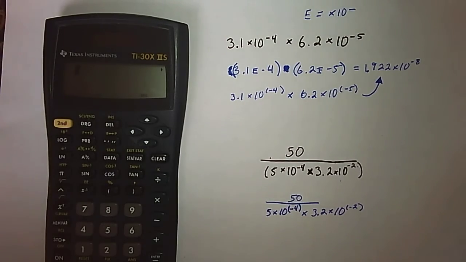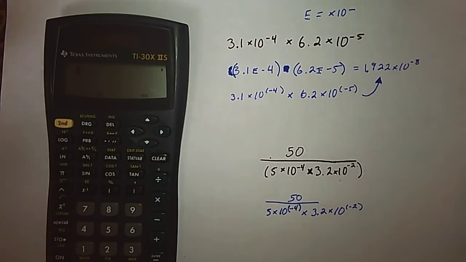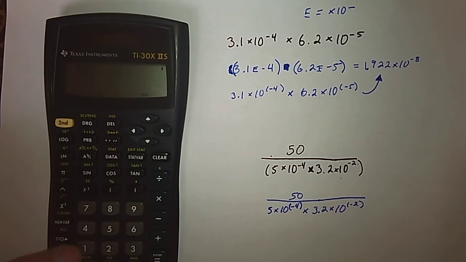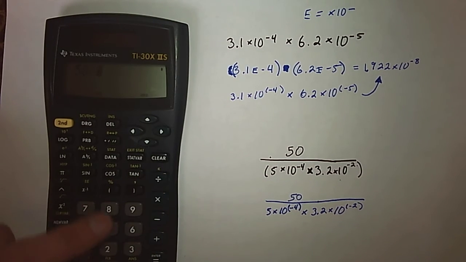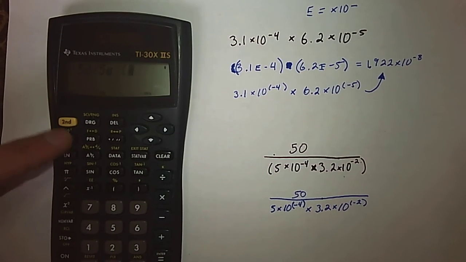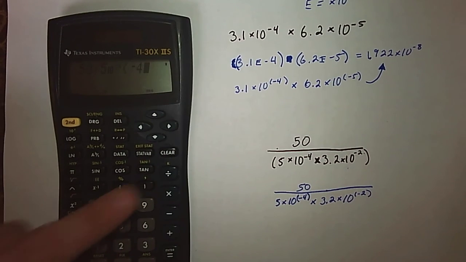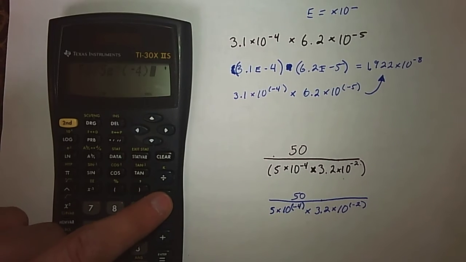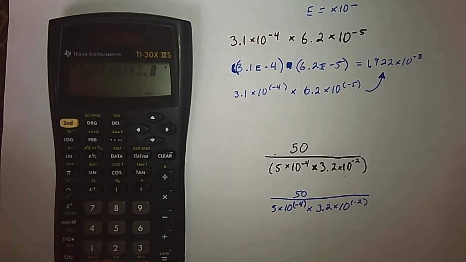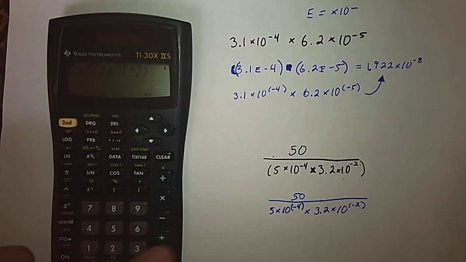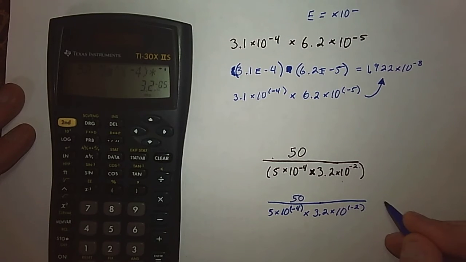All right, so if we enter that in, we're going to get a wrong answer. I'm still going to enter it in just so we can compare and contrast. 50 divided by 5 second log negative 4, and then multiplied by 3.2 second log negative 2. Close that parentheses, enter, and I'm going to get 3.2 times 10 to the negative fifth.